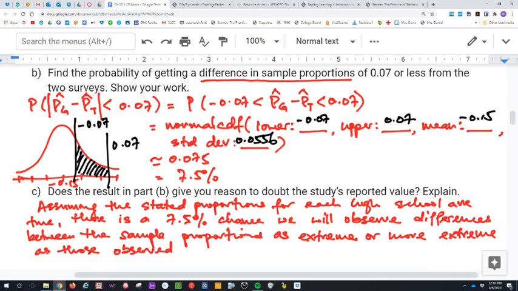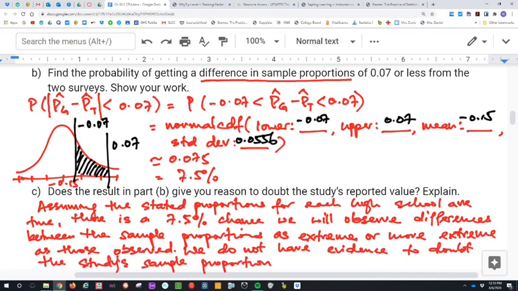That means the differences could be less than 0.07 or much less than those observed. So in fact, 7.5% is not really very low. You can still accept that. If it were 6% or 5%, maybe anything less than 5%, you might have reasonable doubt and say, I don't think the proportions were actually accurate or valid from the beginning. So at 7.5%, it still works.